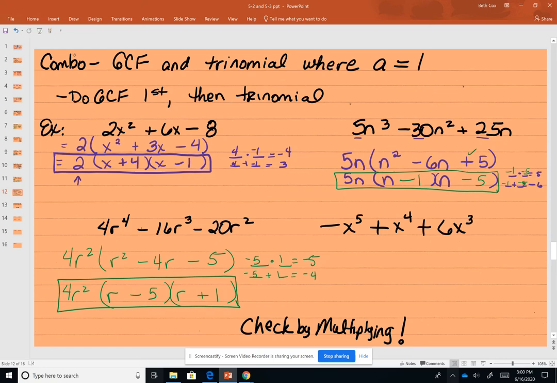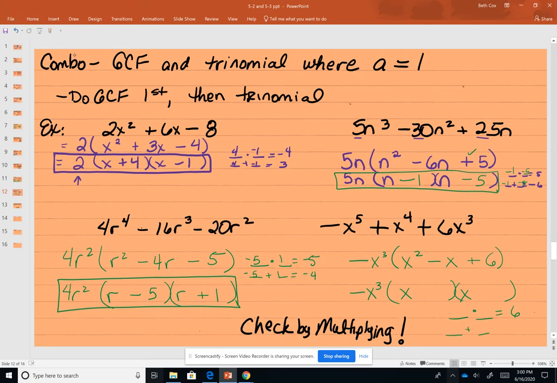All right, last one. I know I have a negative GCF and I have an x to the third GCF. And so now what do I have? I have an x to the second minus x plus 6. Okay, so now I'm going to bring down my GCF. Okay. I know the x squared came from x and x. All right, so now I need two numbers. They're going to multiply to give me 6.